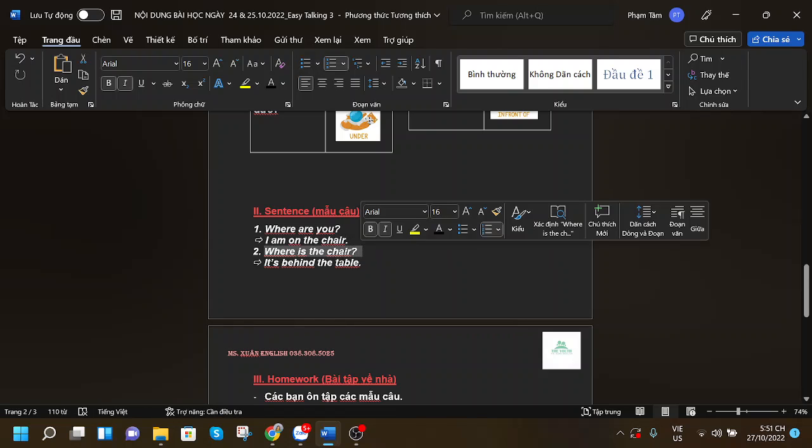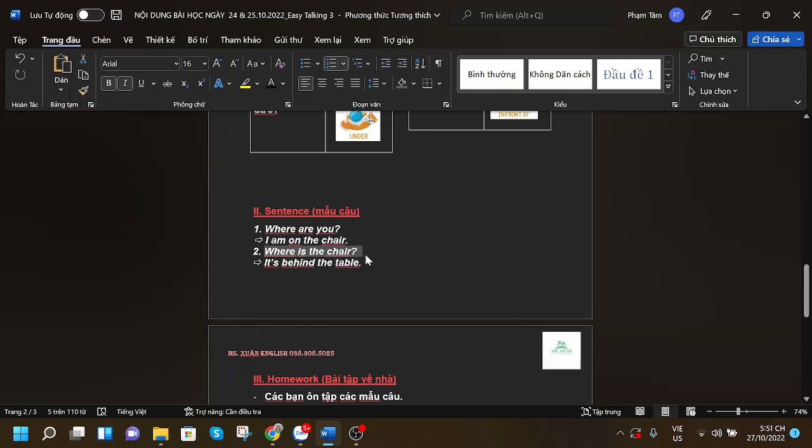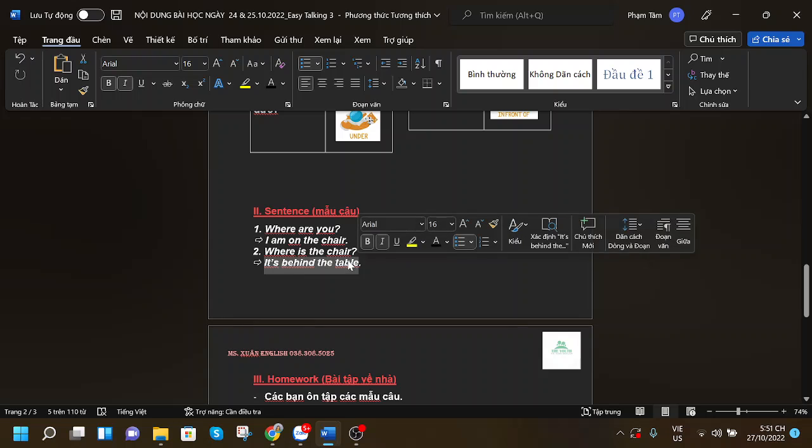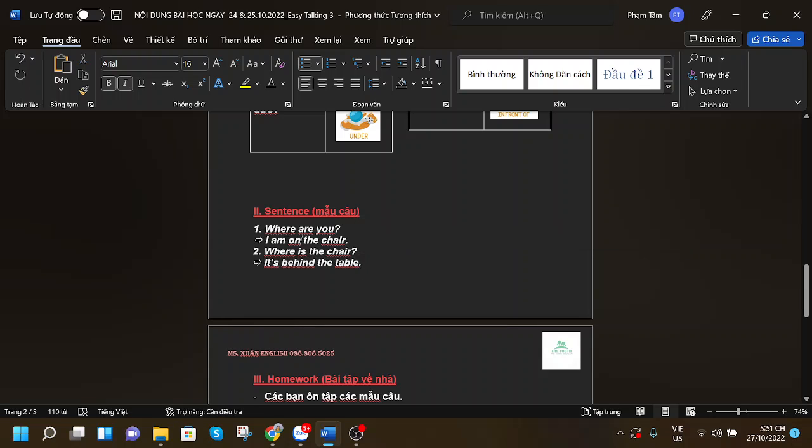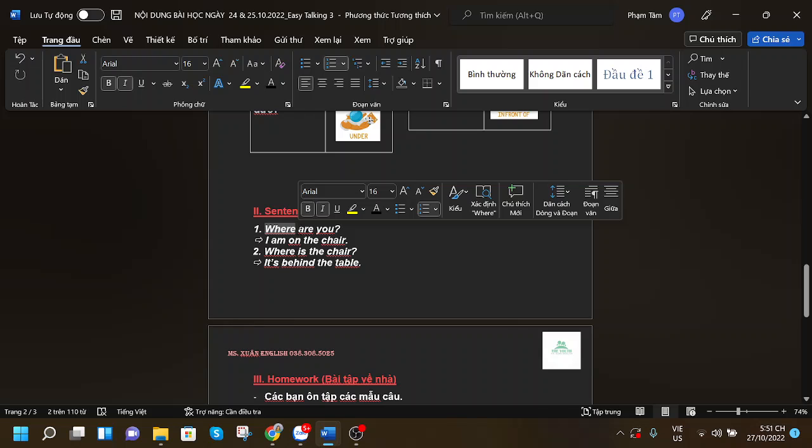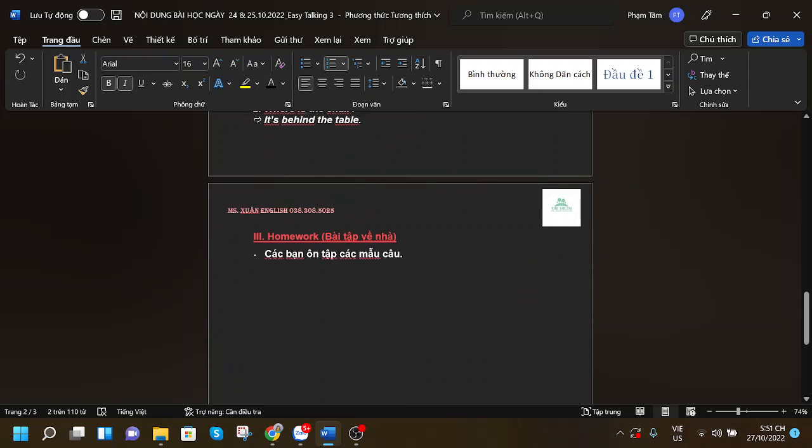Where is the chair? It's behind the table. Where means ở đâu?